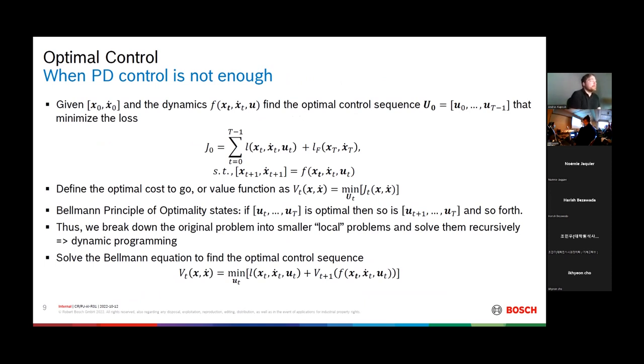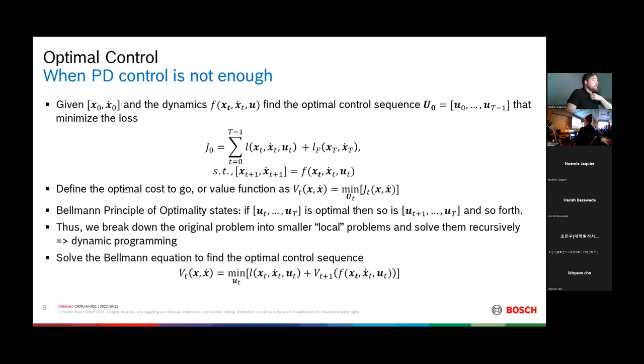Optimal control is really popular in robotics because we can define more complex tasks, and we can still compute an optimal control signal for that. The general problem is defined as follows. Given some initial state and the dynamics constraint, find the optimal control sequence from 0 to T minus 1. Here again, I'm considering the finite horizon setup, and my cost is a sum of local costs at every time step and the final cost. And for every time step, we have the dynamics constraint that we discussed before.